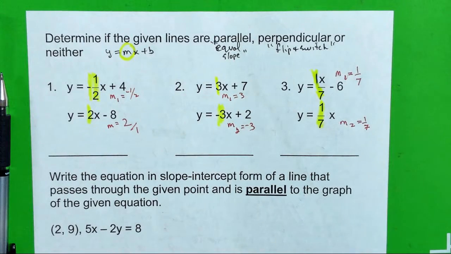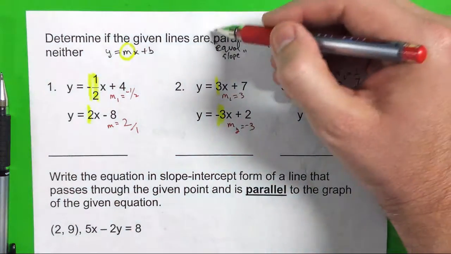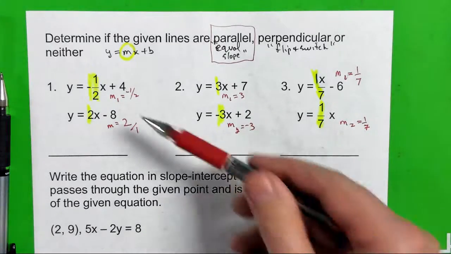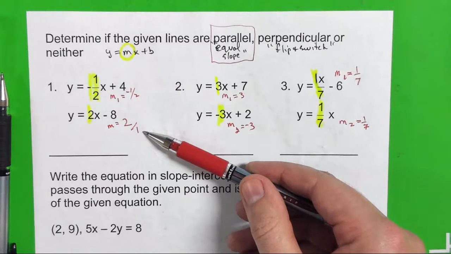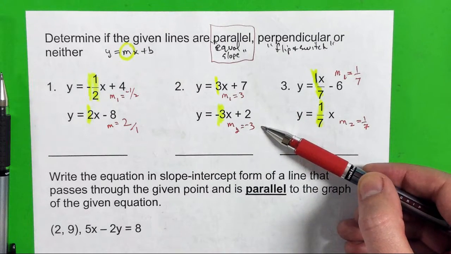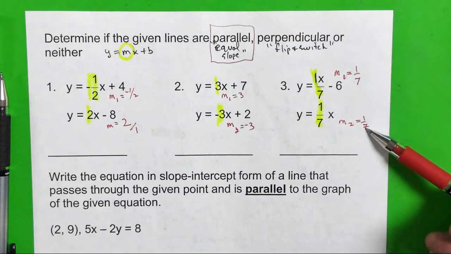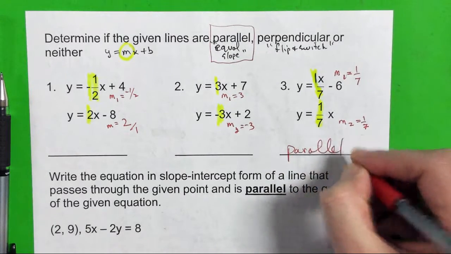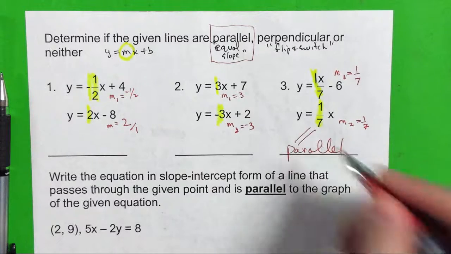1/7. Okay, so when I'm given these problems, I always check for parallel first. Are there any equal slopes there? Does this slope equal this slope? Does this slope equal this slope? No. Does this slope equal this slope? So this one I'm going to say is parallel. If you don't want to write parallel, you can use the parallel symbol.